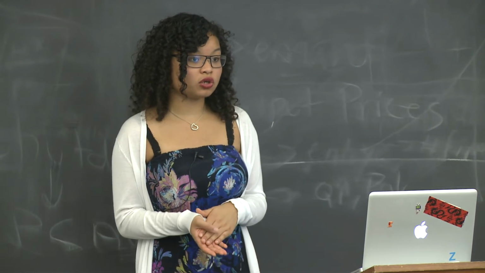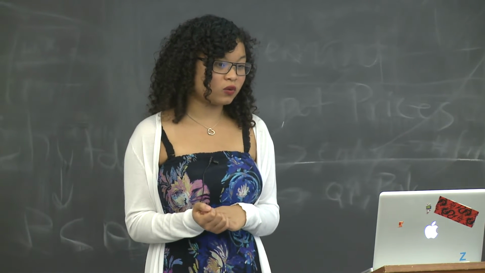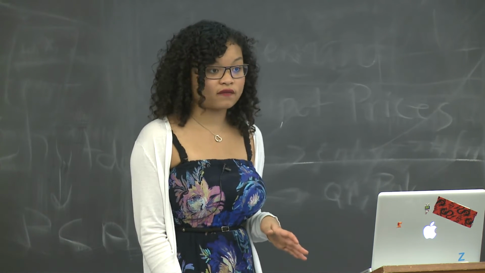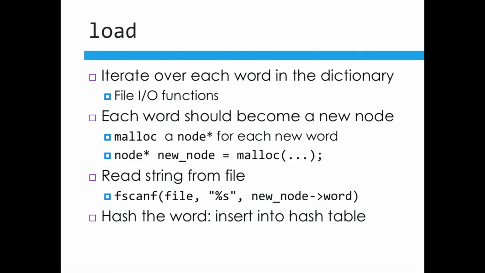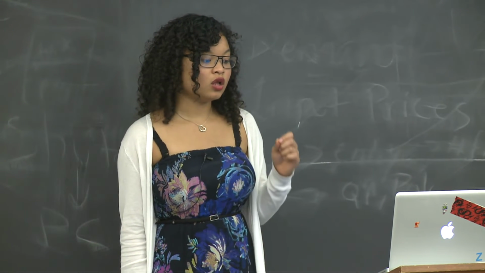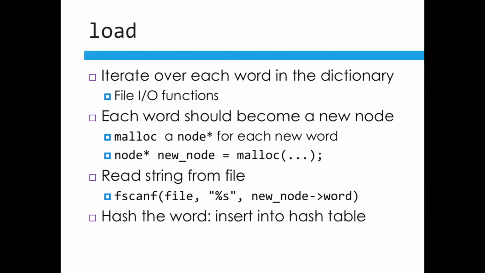If you recall one of the lectures, when we peeled the layers back on the CS50 library, we saw an implementation of fscanf there. So to go back to fscanf, we have the file that we're reading from, we're looking for a string in that file, and we're placing it into new_node arrow word, because new_node is a node pointer, not an actual node. So I'm saying, I want to go to the node that it's pointing to and assign that value to word.